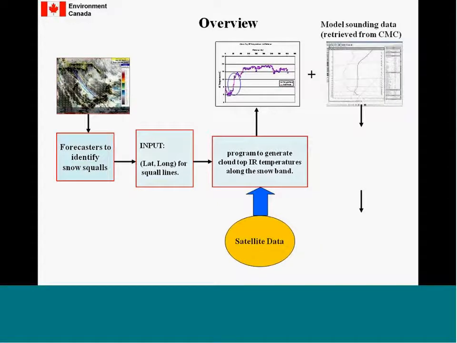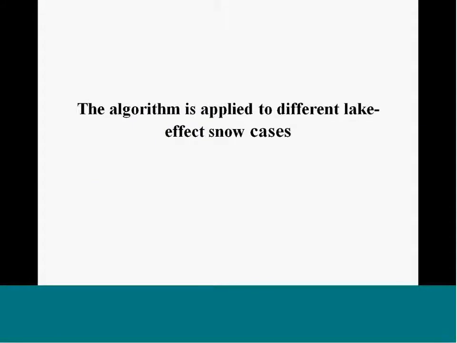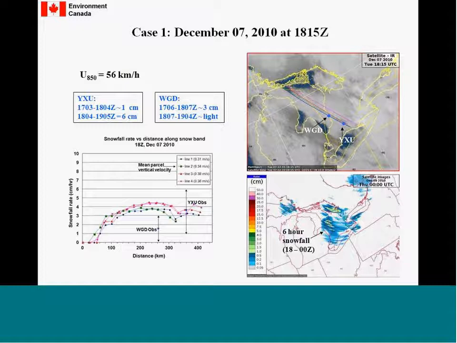And we use the data combined, we calculate all kinds of parameters. Okay, but most important is the snow rate along the snow band, so that it can be tabular output or graphical output. And part of the different lake effect snow cases.